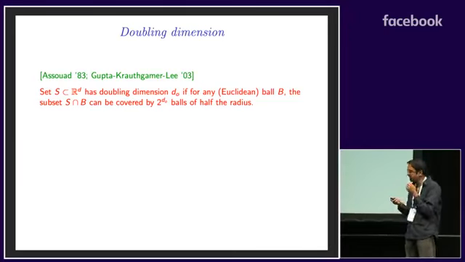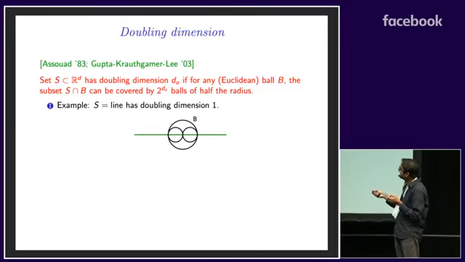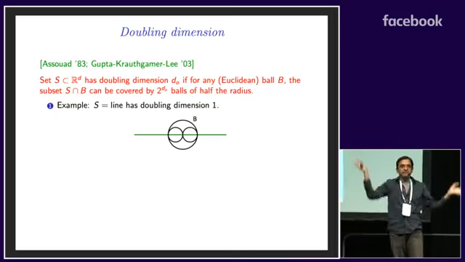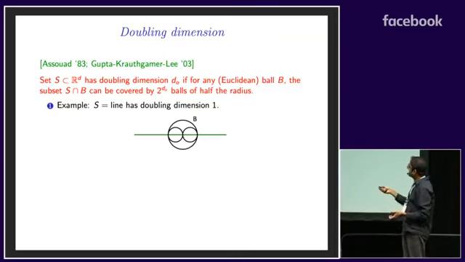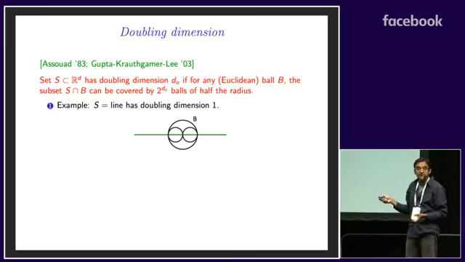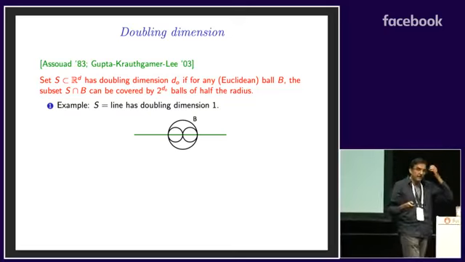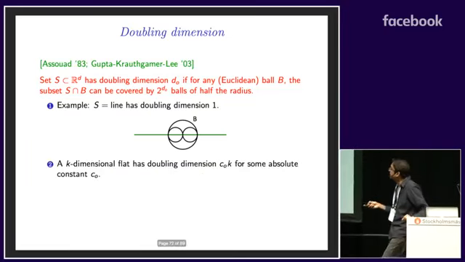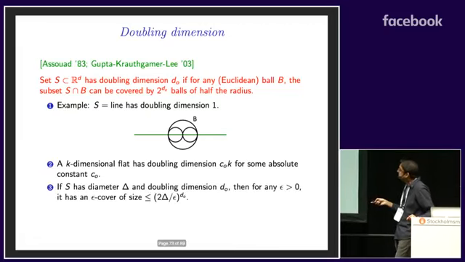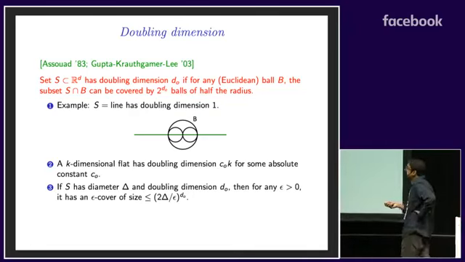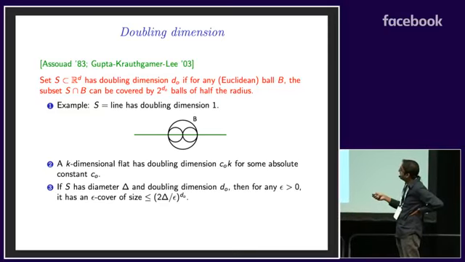Okay, so it sounds a little weird, but let's look at an example. Let's say you have a line sitting in some high-dimensional space, okay? So look at any ball. The points lying in the ball is this line segment, and they can be covered by 2 balls of half the radius. And so the doubling dimension is 1, okay? So a line has doubling dimension 1. A k-dimensional subspace has doubling dimension O of k. The doubling dimension gives you bounds on epsilon covers. Okay, so if you have doubling dimension d0, you have epsilon covers of size 1 over epsilon to the d0.